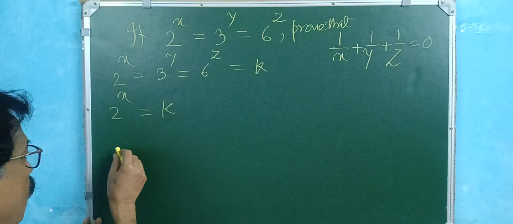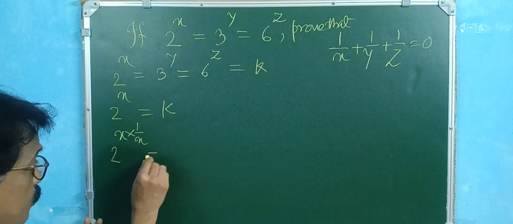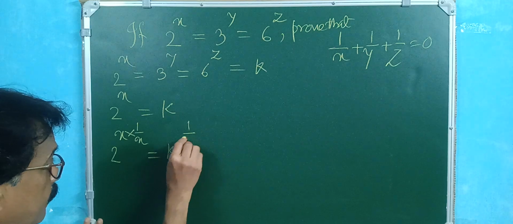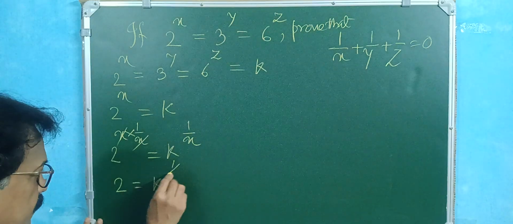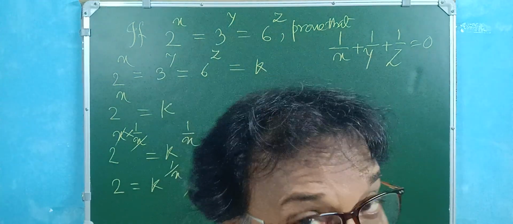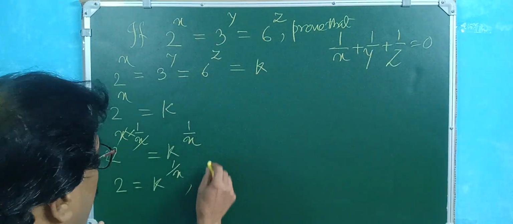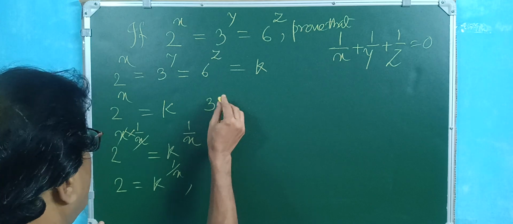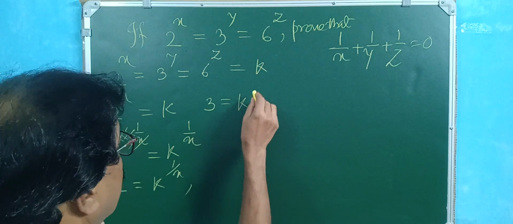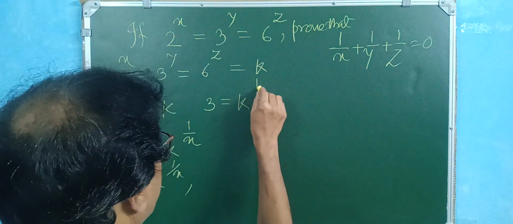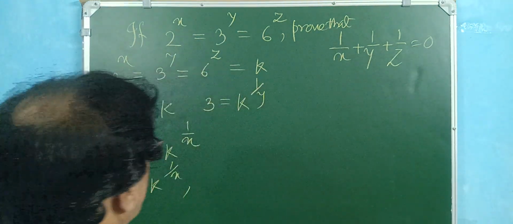Now what's the value of 2? So 2 to the power x, you multiply by 1 by x. Here also multiply k to the power 1 by x. So 2 is actually k to the power 1 by x. In this way, you solve 3 to the power y. You write directly 3 to the power y is equal to k, so 3 is equal to k to the power 1 by y.